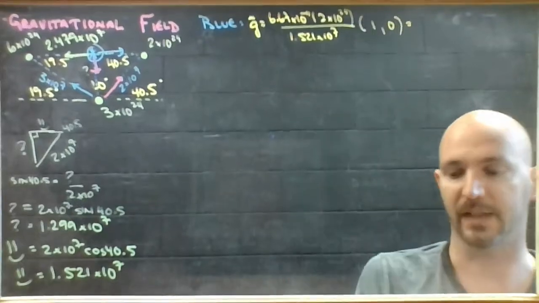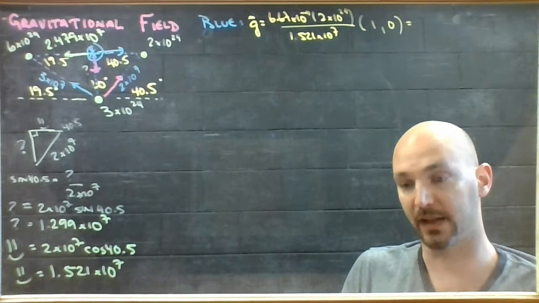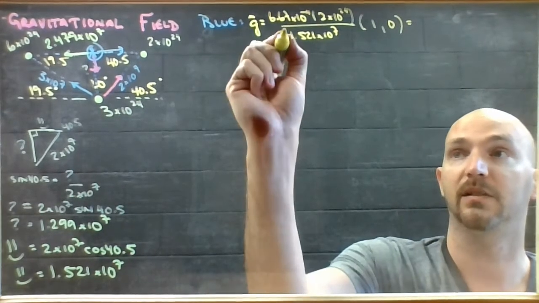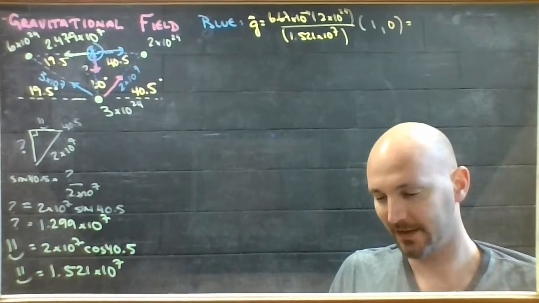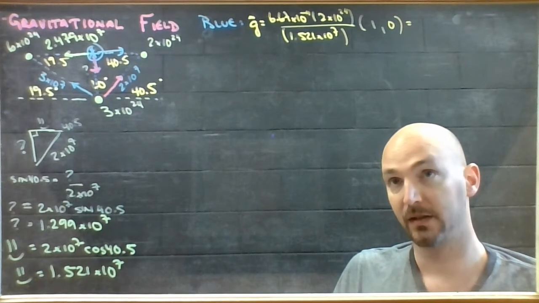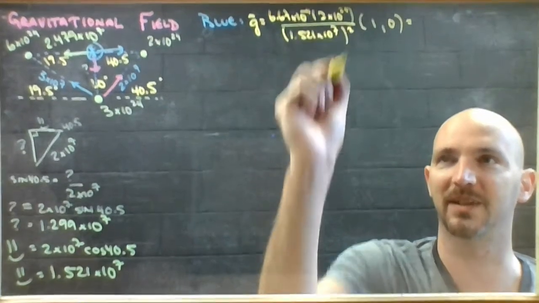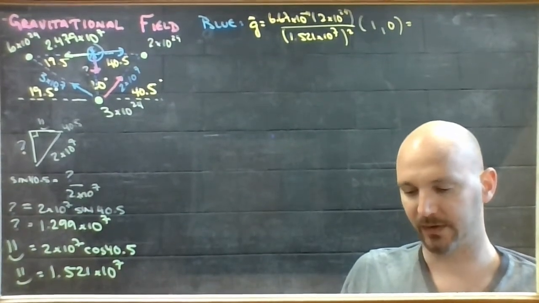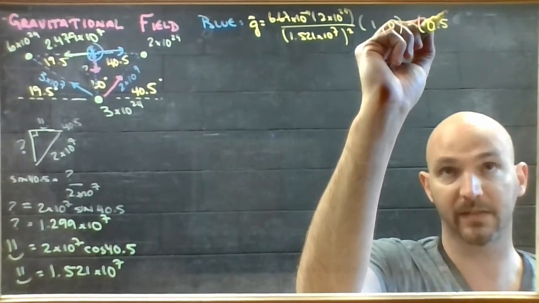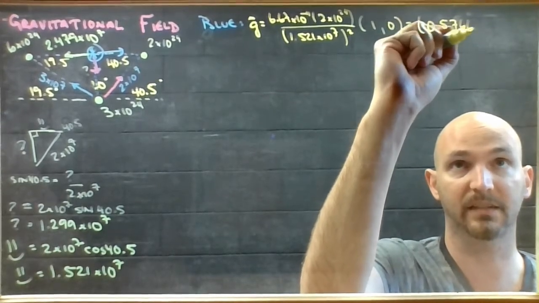So this vector then, 6.67 times 10 to the negative 11 multiplied by 2 times 10 to the 24. Keep forgetting to square this. Divided by 1.521 times 10 to the 7 squared. Well, I wrote the brackets, but not the squared. Equals 0.5766, comma 0. Let's keep 4 decimal places.